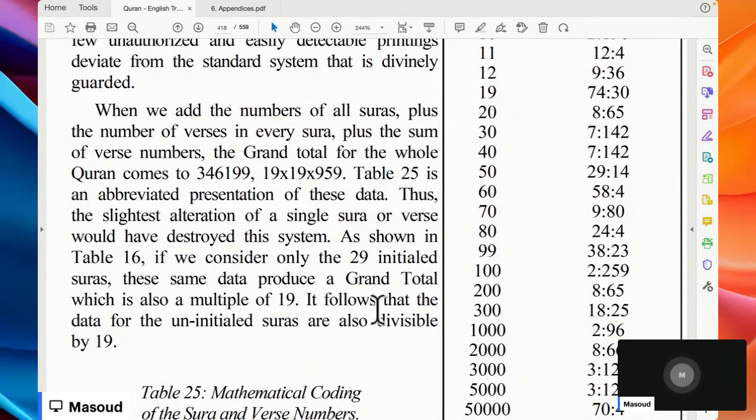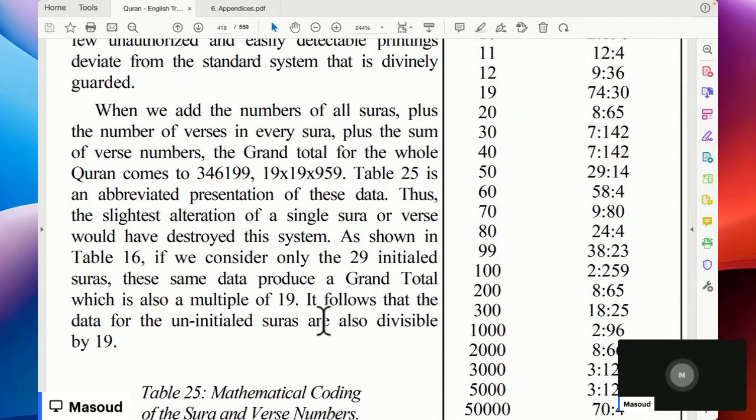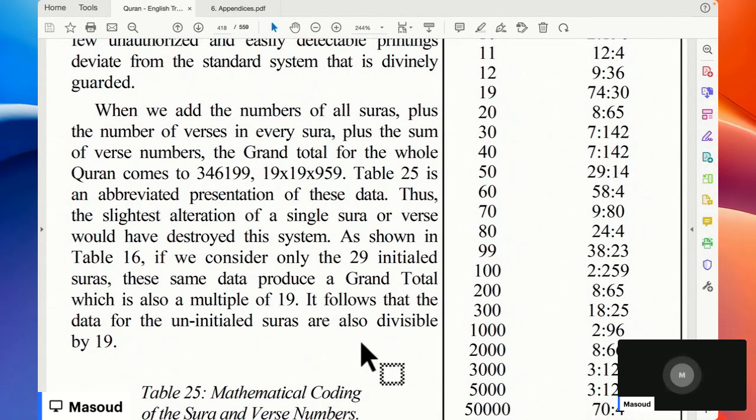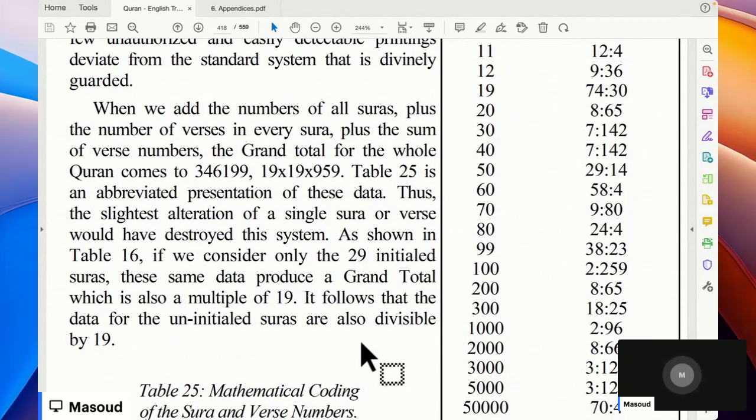As shown in Table 16, if we consider only the 29 initial surahs, these same data produce a grand total which is a multiple of 19. It follows that the data for the uninitial surahs are also divisible by 19.